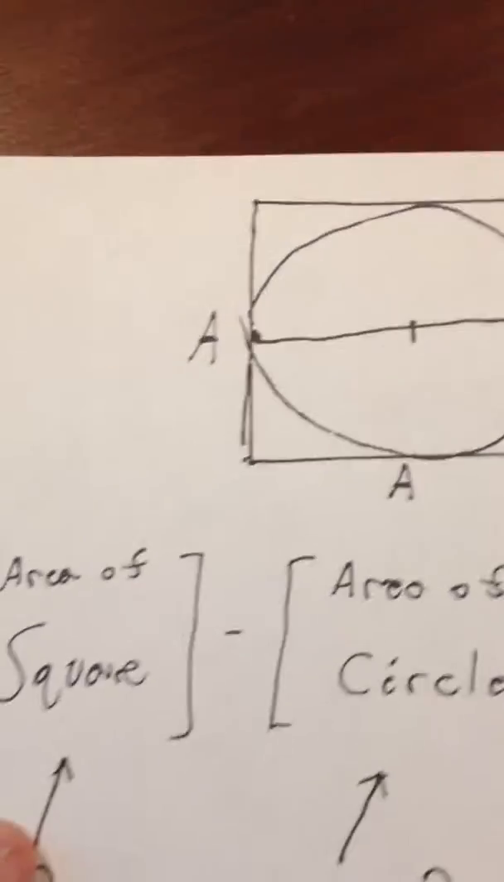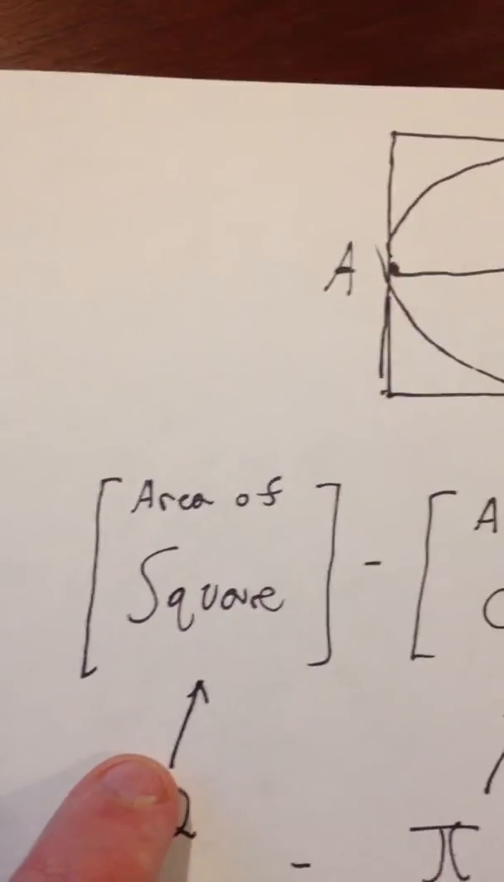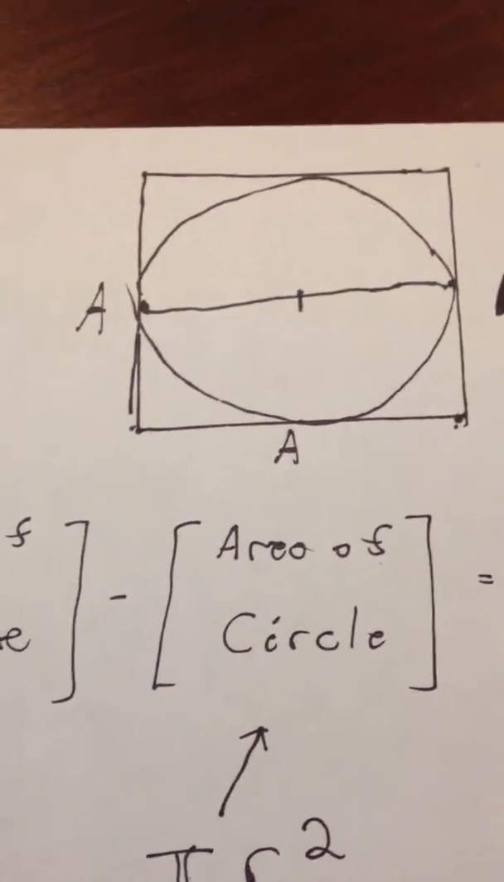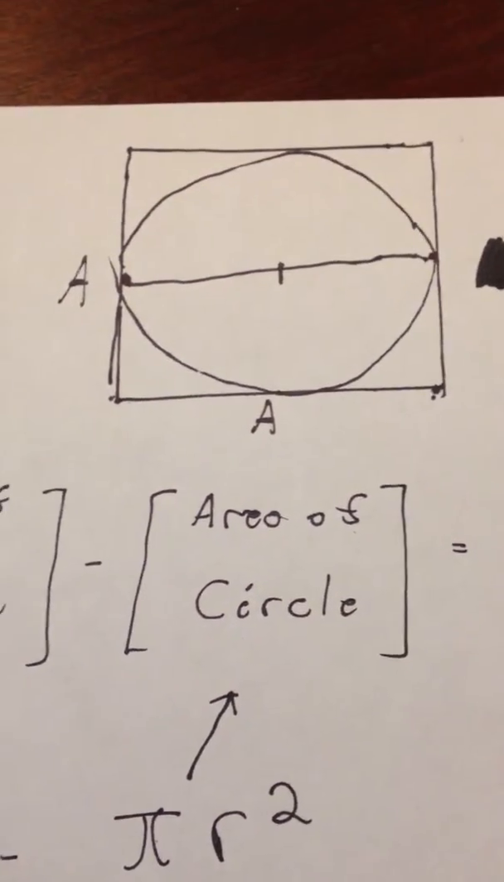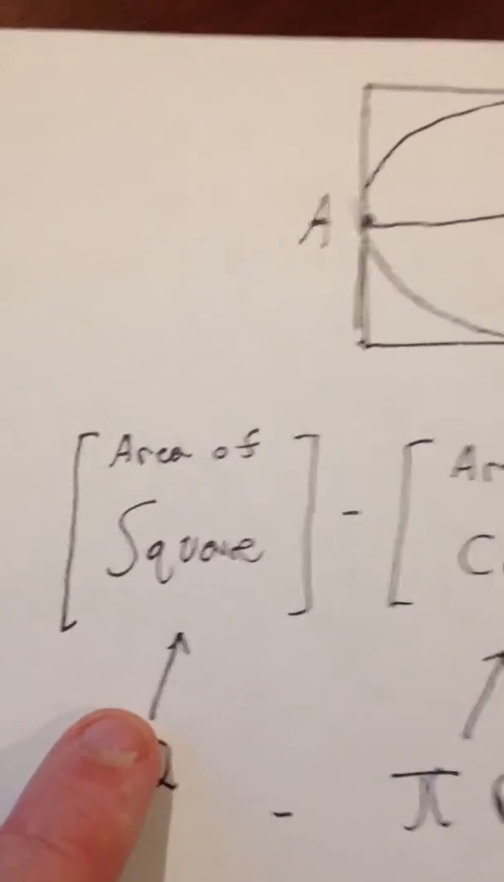And the classic approach to that is if I take the area of a square minus the area of a circle, I get the error. And again, error is those four corners that I was pointing to earlier. Well, what's the area of the square?